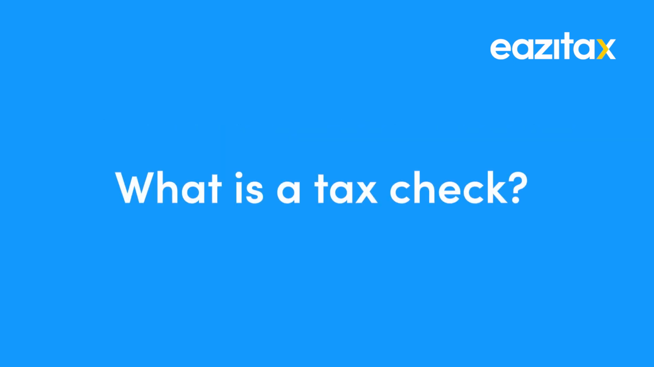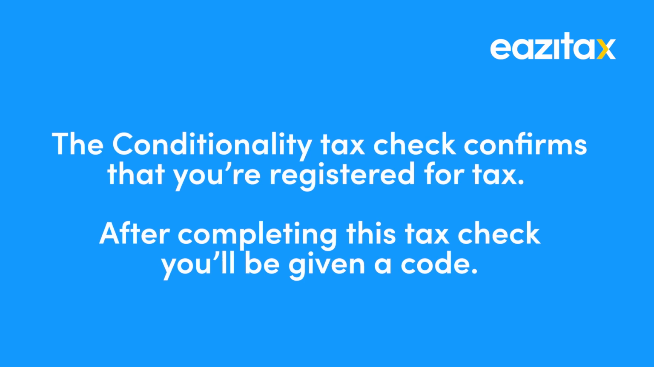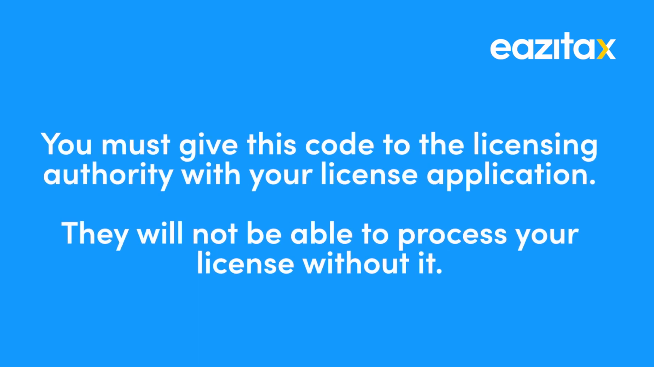So what is a tax check? The Conditionality Tax Check confirms that you're registered for tax. After completing this tax check, you'll be given a code. You must give this code to your licensing authority with your licence application. They will not be able to process your licence without it.